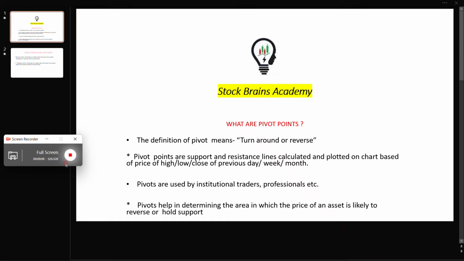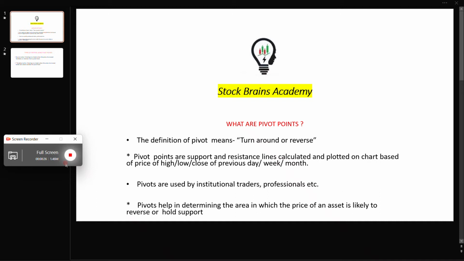We are going to talk about one indicator which is used by many day traders, swing traders as well as by institutional traders in order to find their entries and exits for trades in the financial markets. And without wasting any time, that indicator is known as the pivot point.